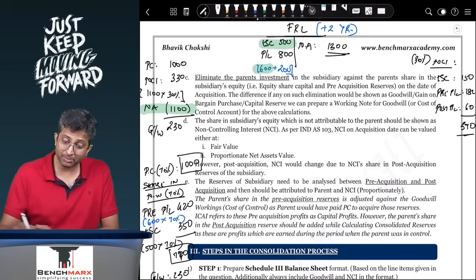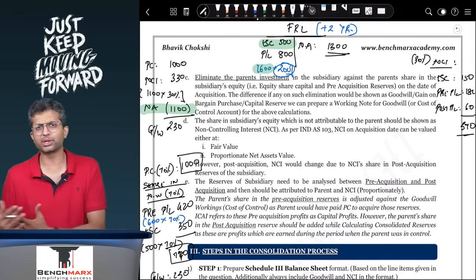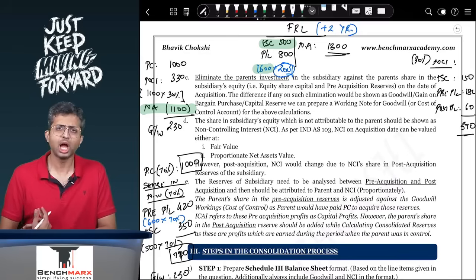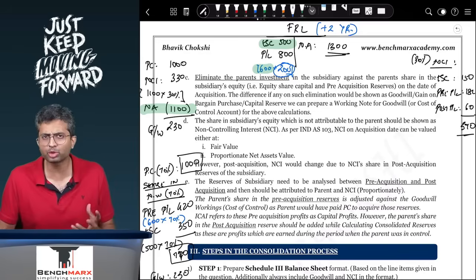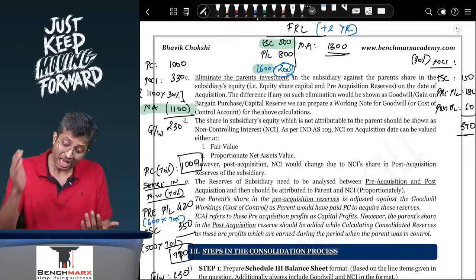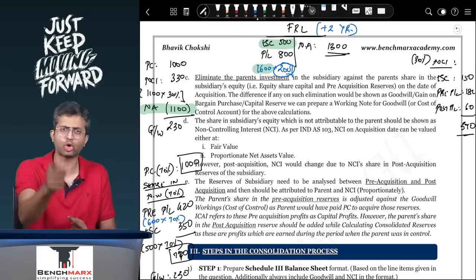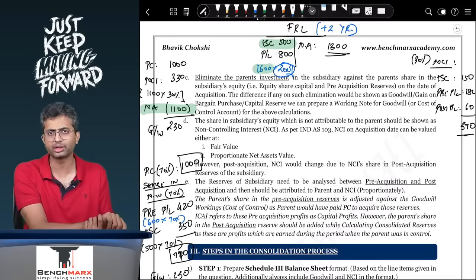But what about the remaining 70%? Over here, 30% of 200 is attributable to the NCI, but the remaining 70% is attributable to the parent, and the parent's profit is appearing in the consolidated other equity. 70% of 200, that is 140, was earned under your regime, under your control, and will be allowed to be consolidated.